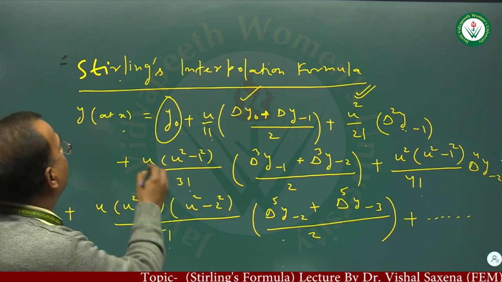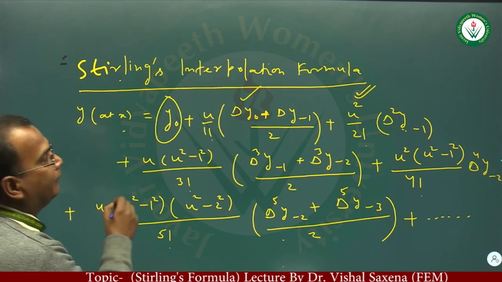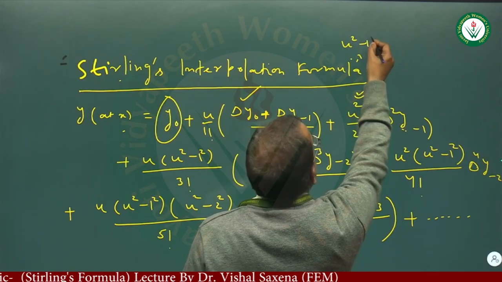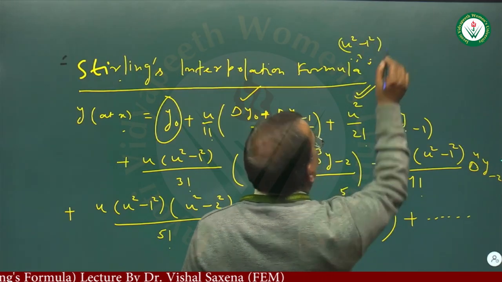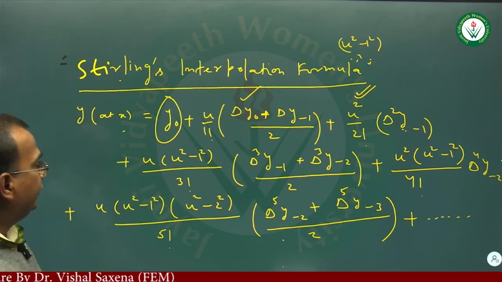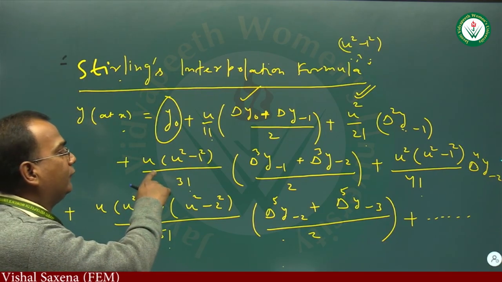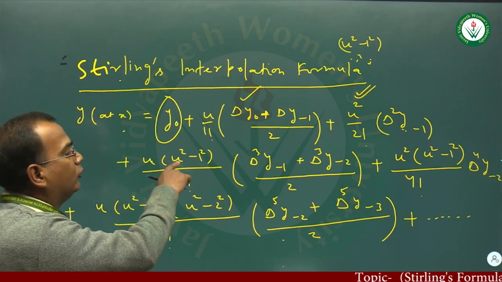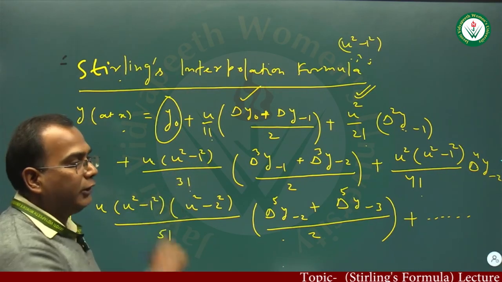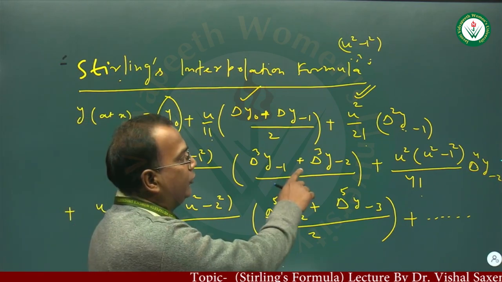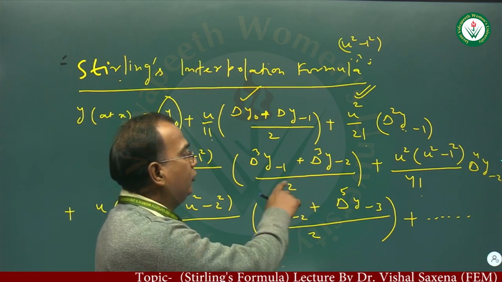The inside term, we can simply take u square minus 1 square, or u square minus 2 square, u square minus 3 square can come there. So in this way, to make the power 3 there, what will come there? u raised to the power 1 and then u square minus 1 square upon factorial 3, then del cube y minus 1 plus del cube y minus 2 upon 2 there.